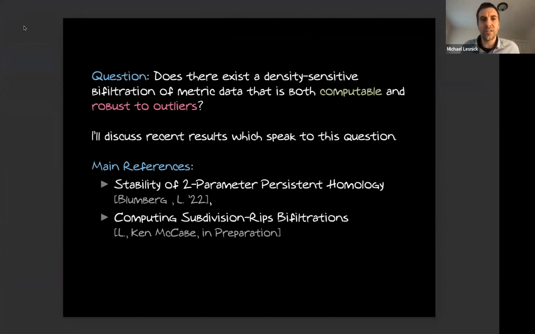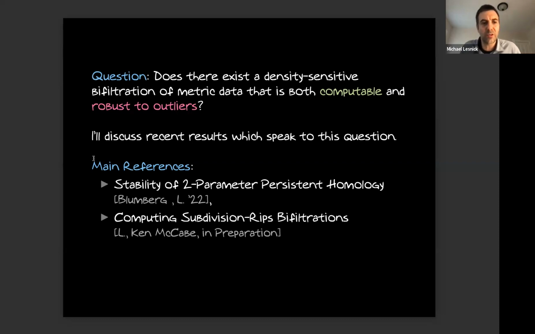So the big question that underlies this talk is, does there exist a density-sensitive bifiltration of metric data that is at the same time computable and robust to outliers? We don't have an answer to this question yet, but we do know a fair bit about this question and about surrounding things. And so that's what I want to talk about today.